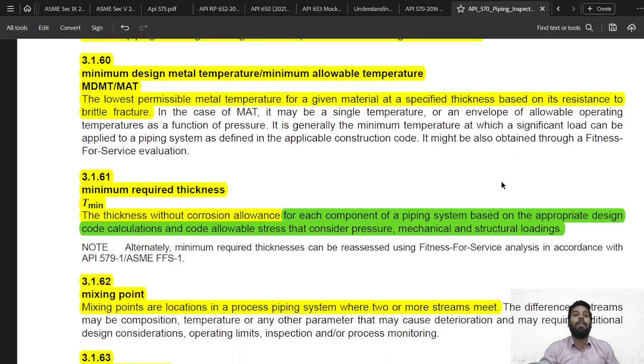MDMT is the minimum design metal temperature. It's the lowest threshold value at which your part should work within the temperature range. So again, the same example I'm giving: if the pipe is to be working between 17 degrees Celsius to 200 degrees Celsius, then 17 degrees Celsius is going to be considered as the minimum design metal temperature. If it goes below that, then some additional things need to be done.